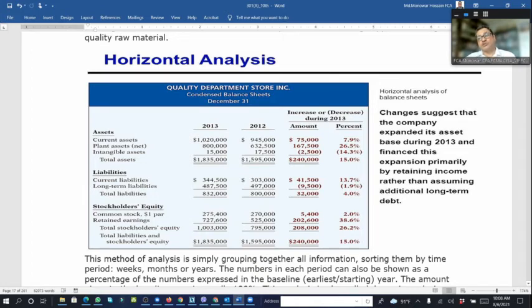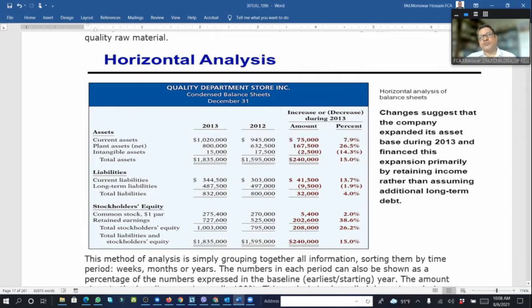For example, in year 2012, and at the 13th position, current asset increased 75,000, and what is the percentage based on that base year, according to 9,45,000? It increased 7.9%. In the same way, plant asset, how much increase? 1,67,500 is the 26.5% within the base year. In the same way, intangible asset is reduced 2,500. So this is the way of horizontal analysis.